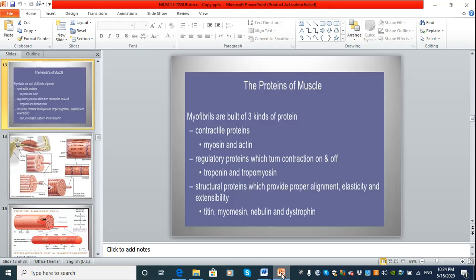Right. Now the proteins of muscles. Myofibers have three kinds of protein. Either contractile proteins like myosin and actin, or regulatory proteins, which turn the contraction on and off, like troponin and tropomyosin. Or structural proteins, which provide the proper alignment, elasticity and extensibility, like titin, myomesin, nebulin and dystrophin.